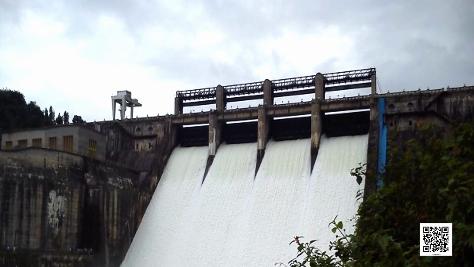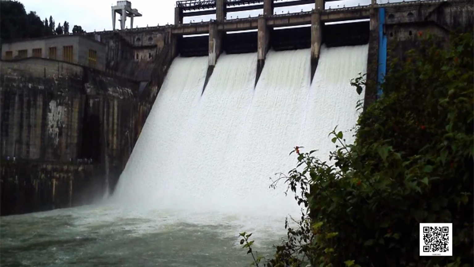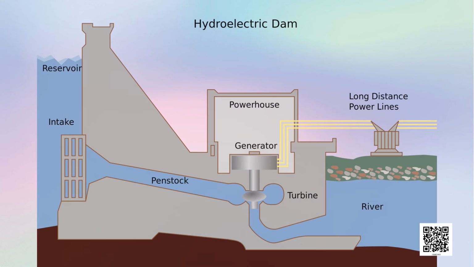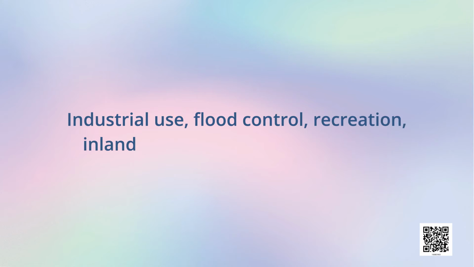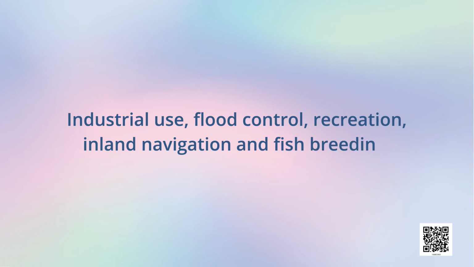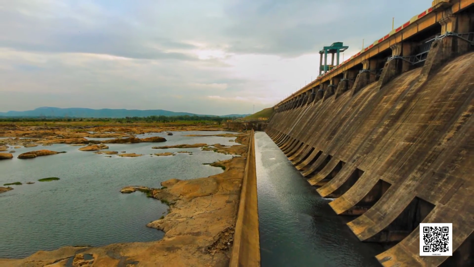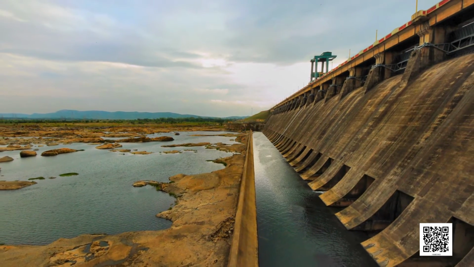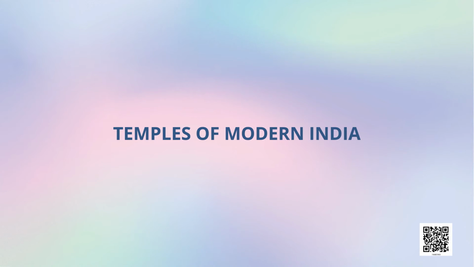Earlier, dams were built to impound rivers and rainwater for irrigation. Now, dams are built for power generation, water supply for domestic and industrial use, flood control, recreation, inland navigation, and fish breeding. Hence, dams are called multi-purpose projects. Examples: Bhakra Nangal project, Hirakud project. Multi-purpose projects were launched after independence. These were proclaimed as the temples of modern India.